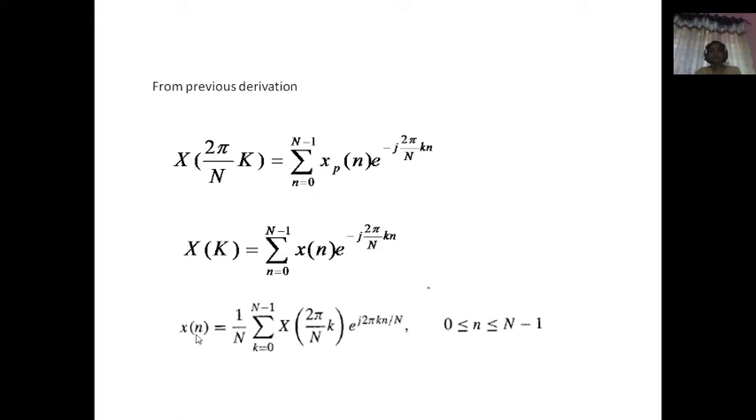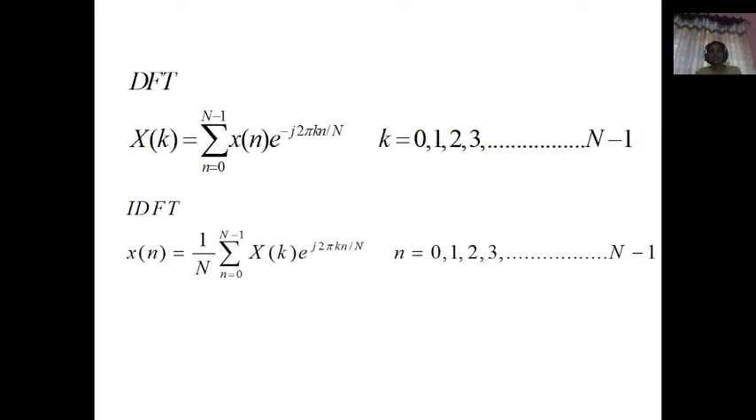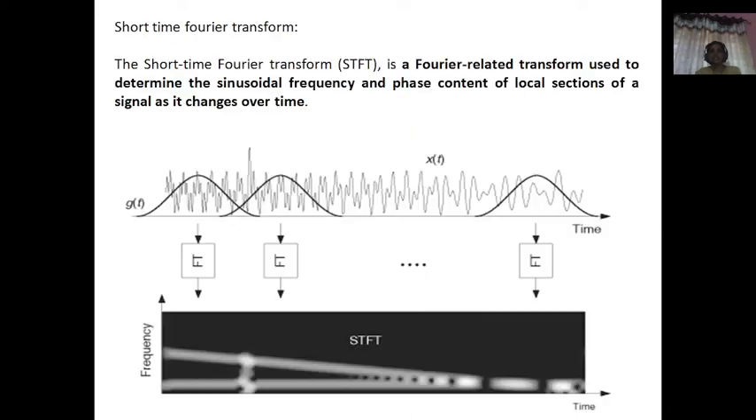How can you obtain the discrete time data from the discrete spectra? This is given by x of n equal to 1 by N summation k equal to 0 to N minus 1 of X of 2 pi by N k e power j 2 pi k n by N, where n varies from 0 to N minus 1. So this one is the DFT expression and this one is the inverse DFT expression. By using this pair also, we can transform the discrete time domain data to discrete frequency representation. These are the standard formulas we just discussed.